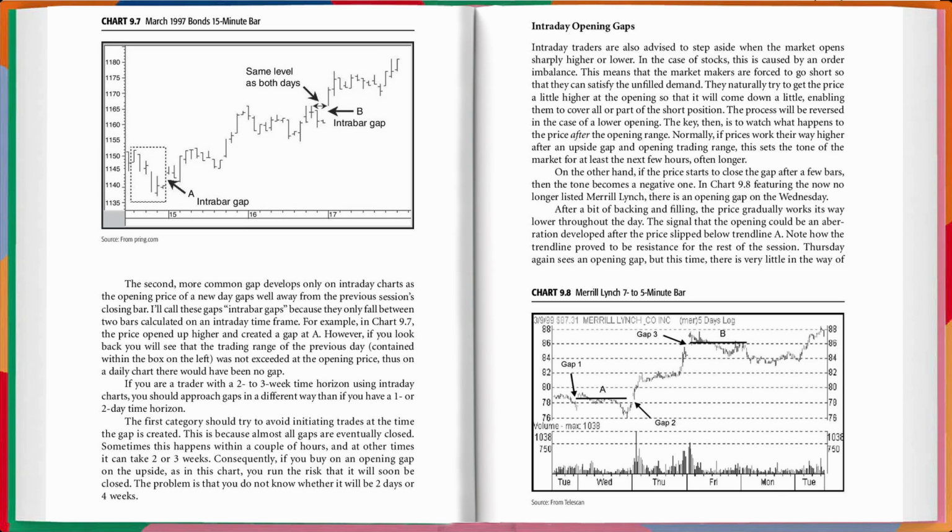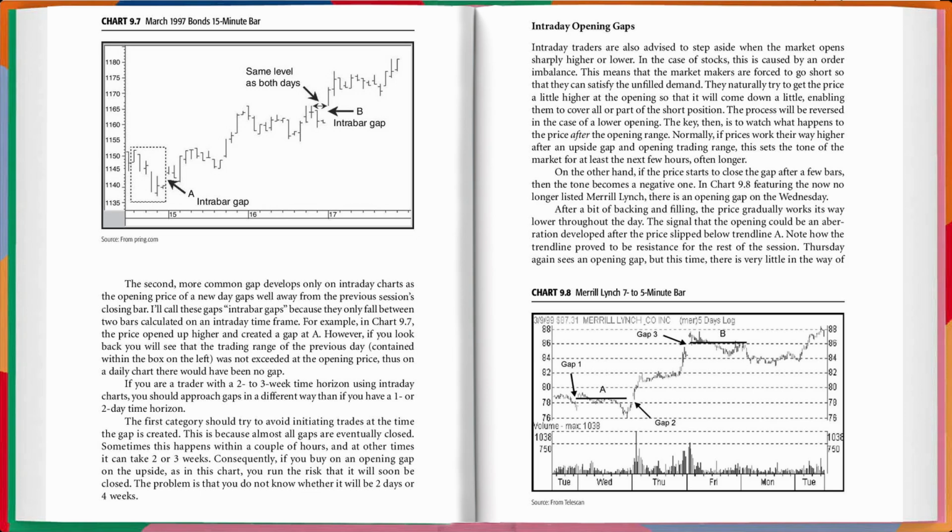The key, then, is to watch what happens to the price after the opening range. Normally, if prices work their way higher after an upside gap and opening trading range, this sets the tone of the market for at least the next few hours, often longer. On the other hand, if the price starts to close the gap after a few bars, then the tone becomes a negative one. In chart 9.8, featuring the now no longer listed Merrill Lynch, there is an opening gap on the Wednesday. After a bit of backing and filling, the price gradually works its way lower throughout the day. The signal that the opening could be an aberration developed after the price slipped below trendline A.